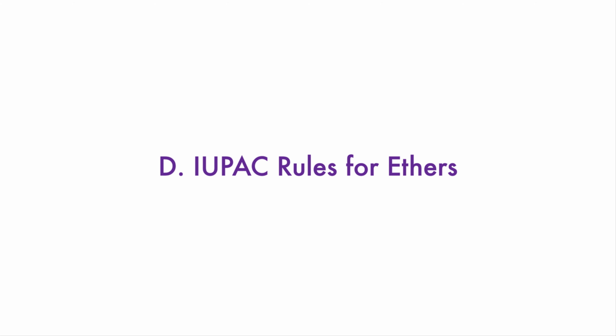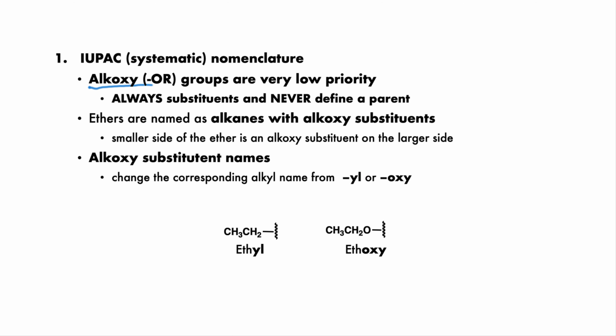Finally, let's talk about the IUPAC nomenclature of ethers. The OR group of ethers, which is called an alkoxy group, has very low priority, so it never defines a parent. It's always a substituent. In strictly systematic IUPAC nomenclature, ethers are named as alkanes with alkoxy substituents on them. The smaller side of the ether is an alkoxy substituent on the larger side.